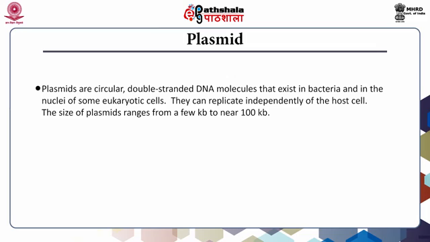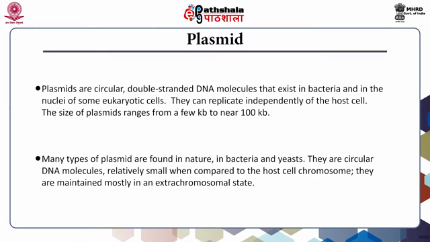Plasmids are circular double-stranded DNA molecules that exist in bacteria and in the nuclei of some eukaryotic cells. They can replicate independently of the host cell. The size of the plasmid ranges from a few kb to a near 100 kb. Many types of plasmids are found in nature, in bacteria and in yeasts. They are circular DNA molecules, relatively small when compared to the host cell chromosome. They are maintained mostly in an extrachromosomal state.